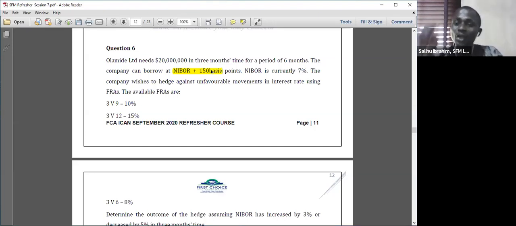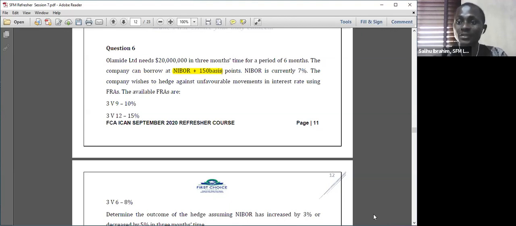Now, the major disadvantage of forward rate agreement is the fact that it does not allow the borrower or the lender to take advantage of a favorable movement in interest rates. If you have envisaged that interest rate will increase and eventually interest rate reduces, then you don't have the option but to honor that contract. So it means you will not be able to take advantage. That is the major disadvantage of forward rate agreement.